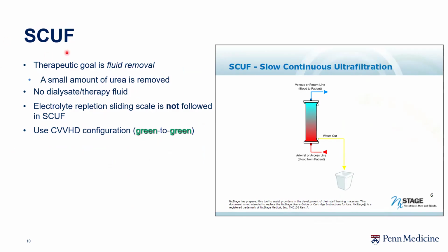SCUF is another mode we use, and this is also green to green, much like the CVVHD was. There is no dialysate or therapy fluid, and a small amount of urea is removed, but this is usually for fluid removal. We see the word ultrafiltration, slow continuous ultrafiltration. We'll talk about ultrafiltration a little bit more in upcoming slides, but we've used this a couple times just to remove fluid off patients. We've actually had a couple of heart failure patients over the last couple years in which we had to use SCUF.